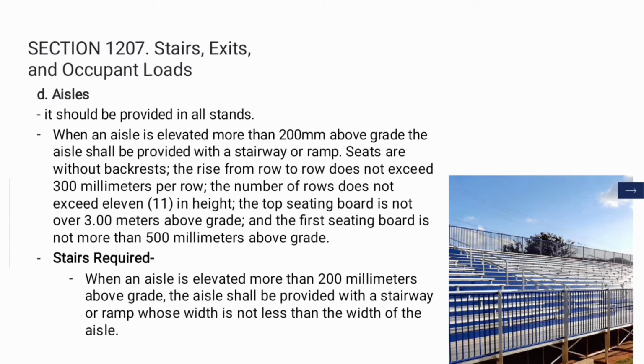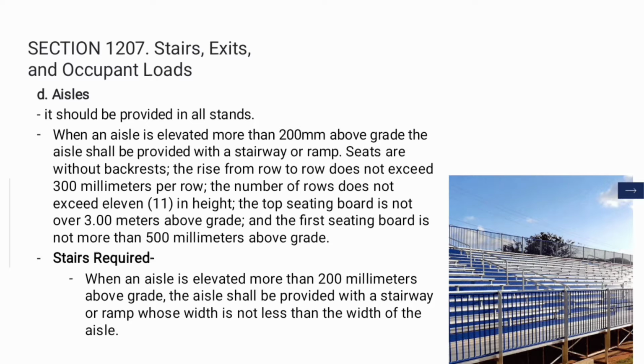When it comes to the aisles, they should be provided in all stands, and when an aisle is elevated more than 200 mm above grade, the aisle shall be provided with a stairway or ramp. And then for seats without backrest, the rise from row to row does not exceed 300 mm per row, and the number of rows does not exceed 11 in height. And then the top seating board is not over 3 meters above the grade, and the first seating board is not more than 500 millimeters above grade.